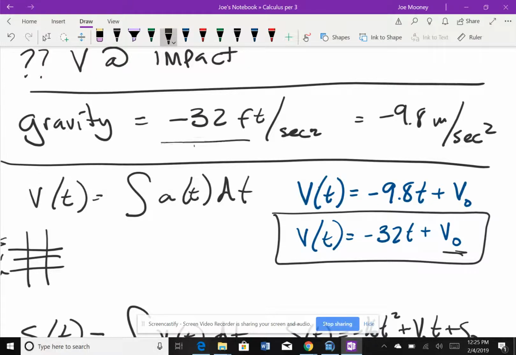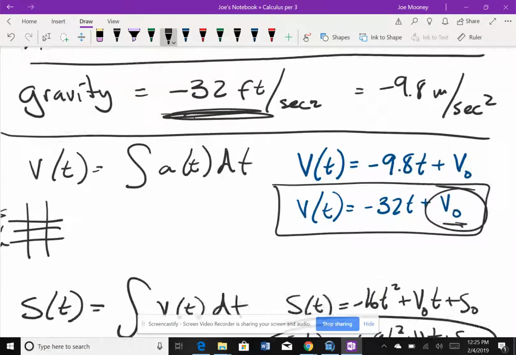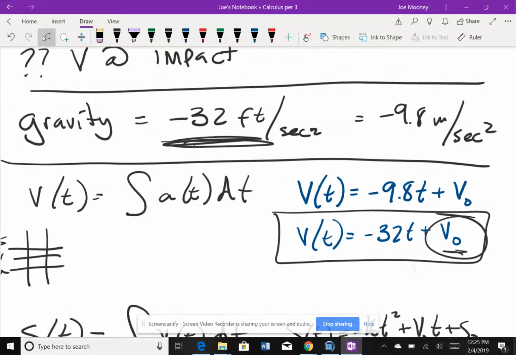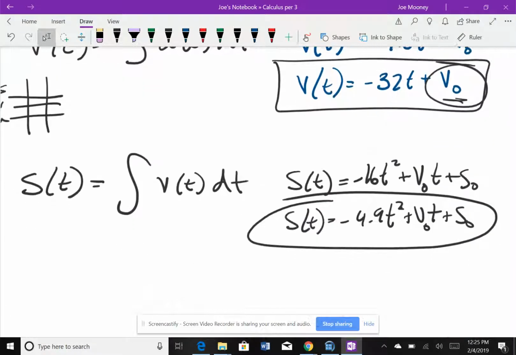1 times negative 32, and the derivative of a constant is just 0. Those are super important to keep in mind. Sure, this is the easiest level. So what's the velocity at impact?